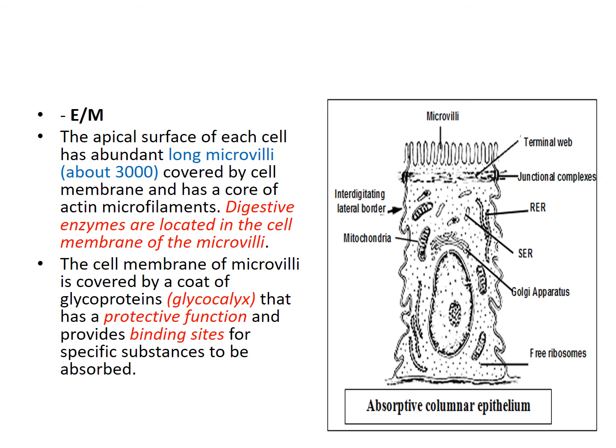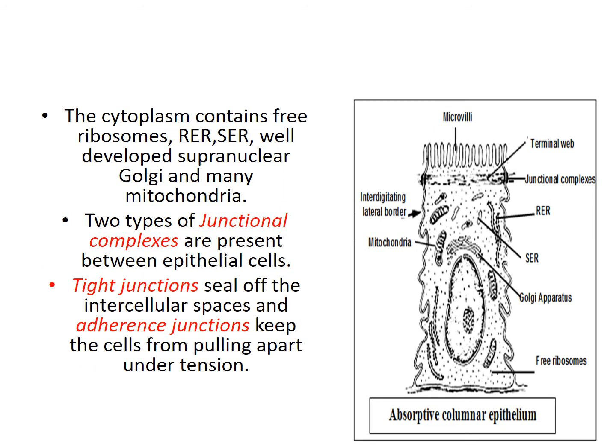As any cell membrane, the cell membrane of the microvilli is covered by a coat of glycoprotein, which is called glycocalyx. This glycocalyx, or the glycoprotein coat, has a protective function and also provides binding sites for specific substances to be absorbed. The cytoplasm of these cells contains free ribosomes, rough endoplasmic reticulum, smooth endoplasmic reticulum, well-developed supranuclear Golgi, and many mitochondria.